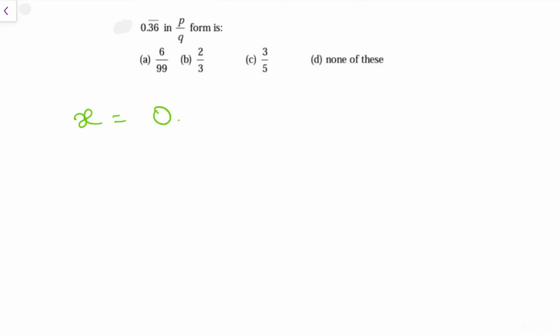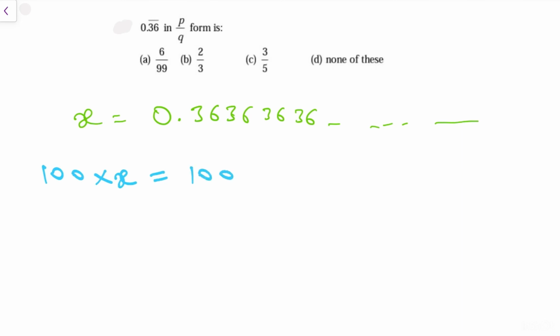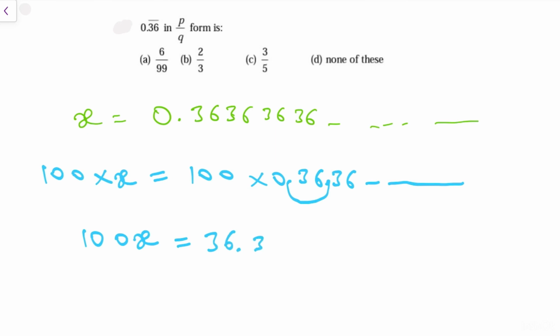0.36 bar, 2 digits are repeating, so that's why it repeats here also: 36 36 36 36 and so on. Here 2 digits are repeating, so we need to multiply this total equation with 100. 100 into x is equal to 100 into 0.363636 and so on. 100x is equal to, we are multiplying with 100, so the decimal will move 2 digits to the right side, so it will become 36.363636 and so on. Now this equation and the first equation we need to subtract.